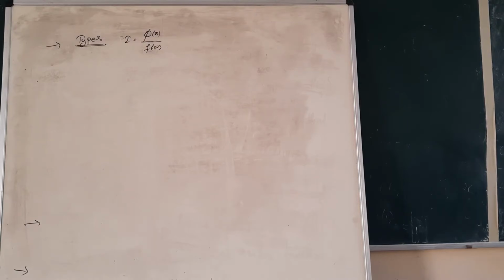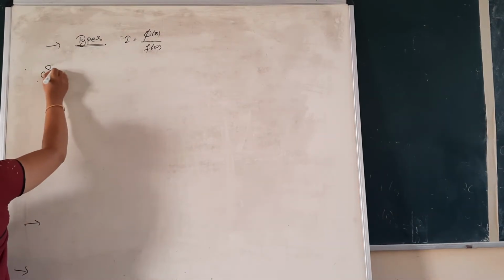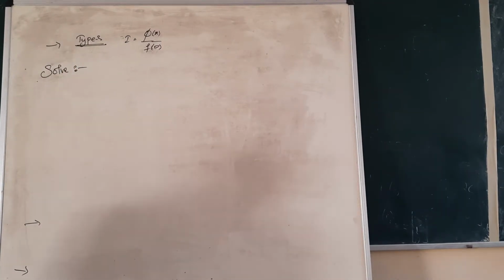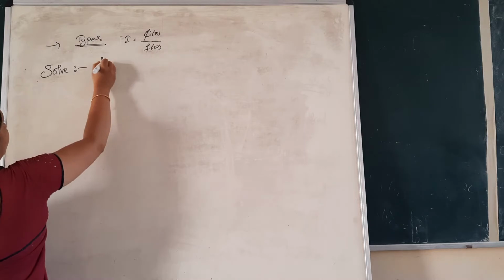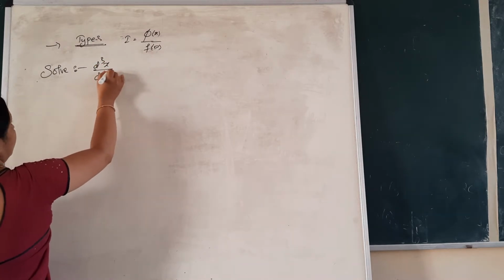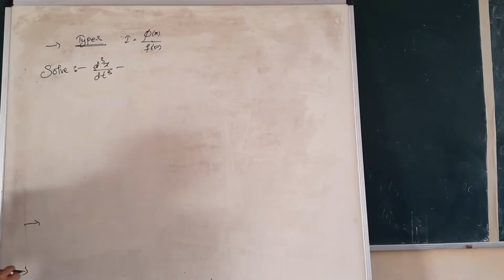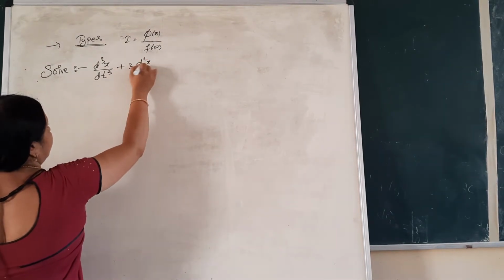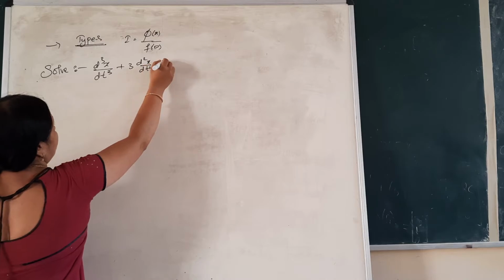Hello students, let us continue type 3. Let us do a few more problems on type 3. So, now let us take the question, a cubic equation that says solve d cube x by dt cube plus 3d square x by dt square is equal to 1 plus t.